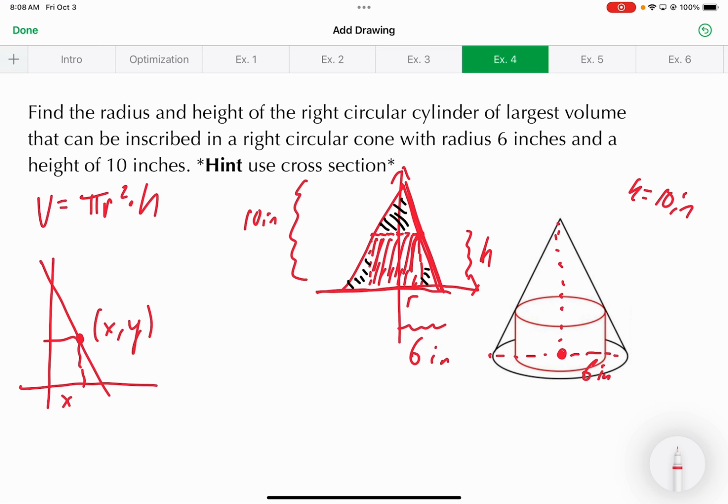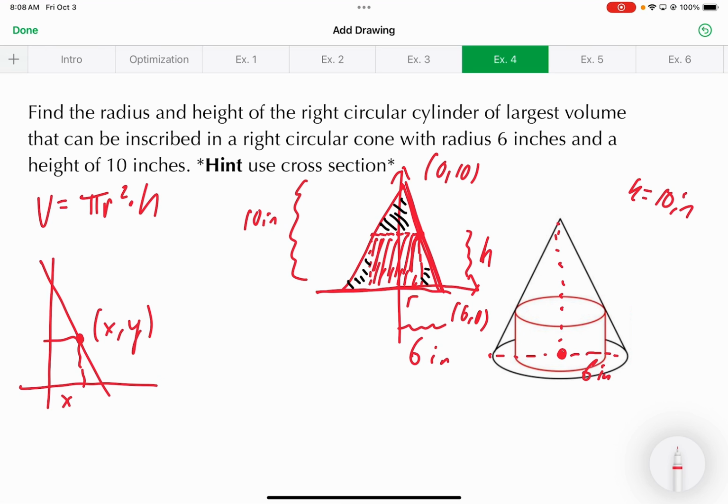If this is a height of 10, what's this y-intercept? 0 to 10. And then this would be what? Okay. So then what would be an equation of a line that passes through those points? So if I have 0, 10, and then 6, 0, what we could do is come up with an equation of a line that passes through those points, and then go from there.